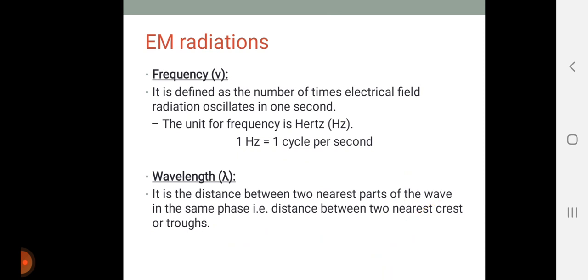EM radiation frequency is defined as the number of times the electric field oscillates in 1 second. The unit for frequency is Hertz. 1 Hertz is equal to 1 cycle per second. Wavelength is the distance between two nearest points of the wave in the same phase, that is, the distance between two nearest crests or troughs.